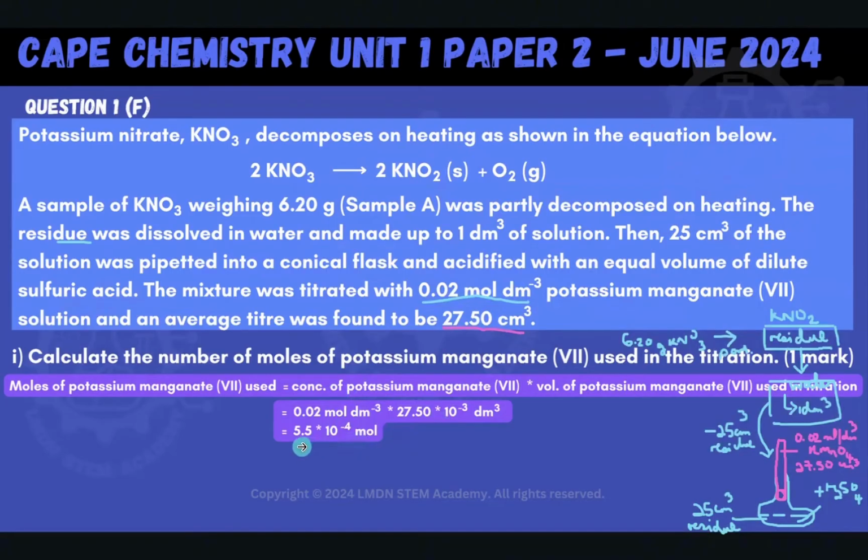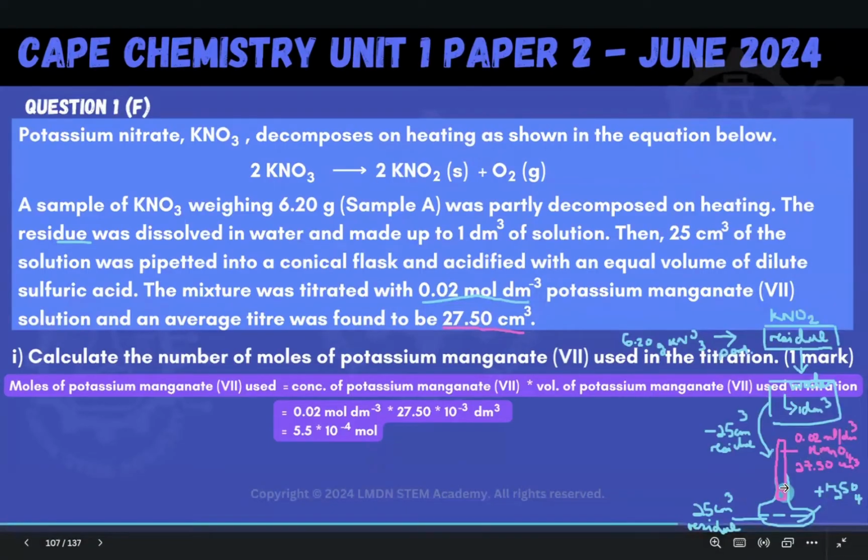And so we end up with a value of 5.5 times 10 to the minus 4 moles of KMnO4 being used in the titration, okay? So what that means is from the burette, we've just dumped in 5.5 times 10 to the minus 4 moles of KMnO4 into this residue solution, okay? All right, so let's go ahead now.